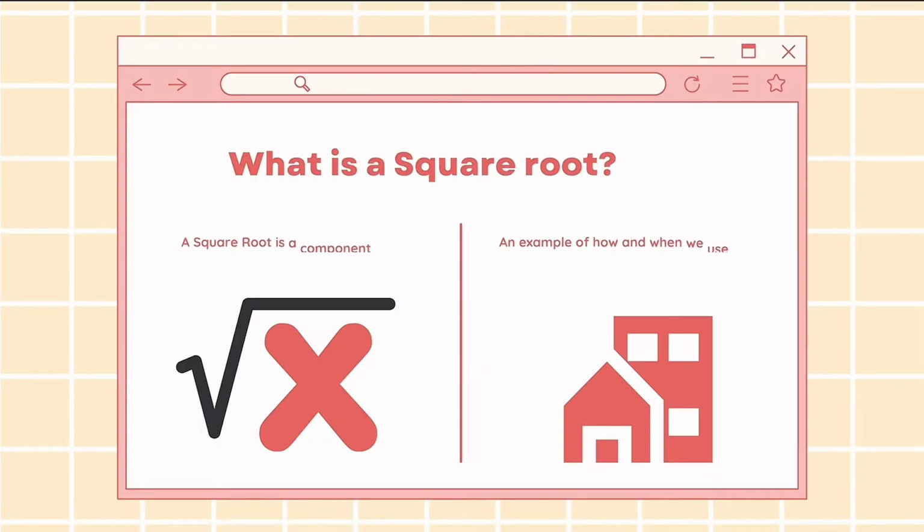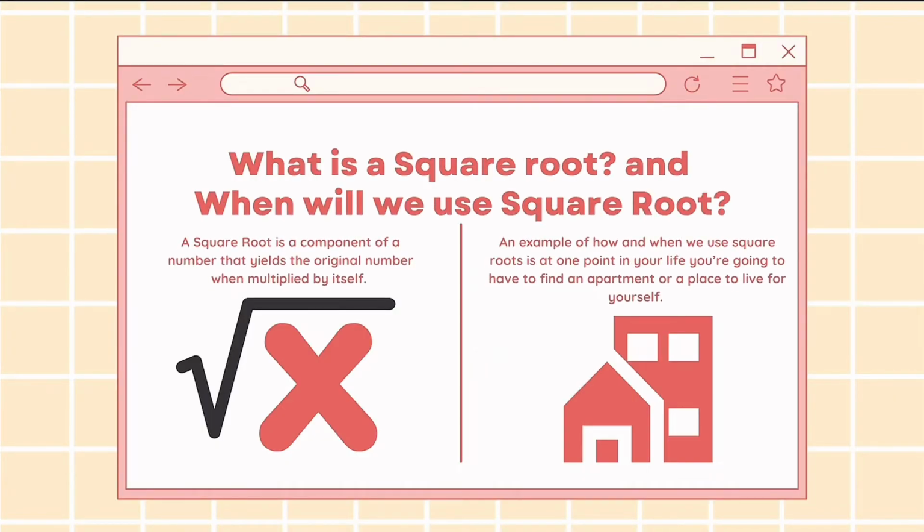What is a square root and when will we use square roots? A square root is a component of a number that yields the original number when multiplied by itself. An example of how and when we are using square roots: at one point in your life, you're going to have to find an apartment or a place to live for yourself. This is where square roots are helpful.